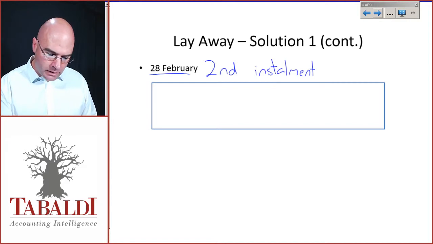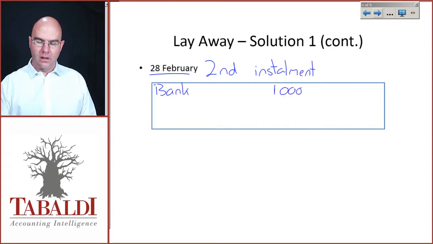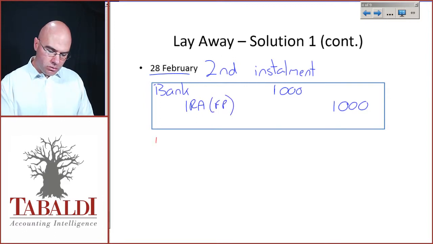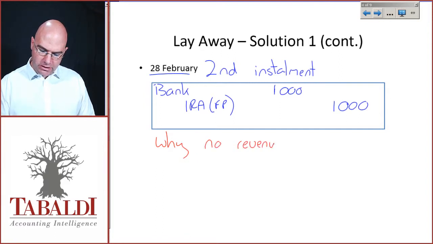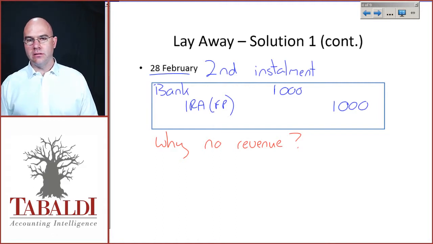Assuming you've tried that again, you will obviously receive the $1,000, which is debit bank. The credit for $1,000, well, that's going to go to income received in advance once again. Why is there no revenue? If you remember from our earlier lectures, we said for layaway sales, you will recognize revenue when the final installment is paid and delivery is made. There was an exception to that.